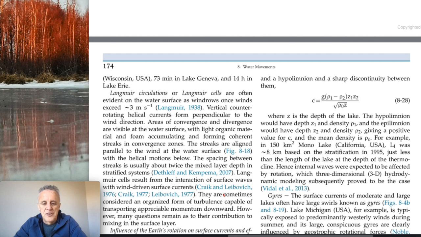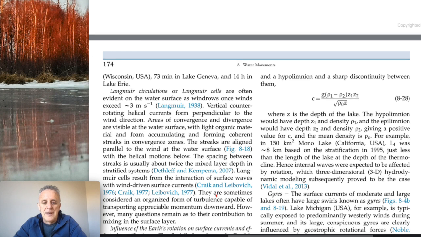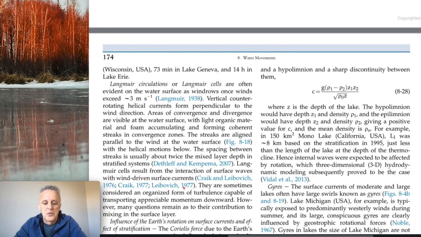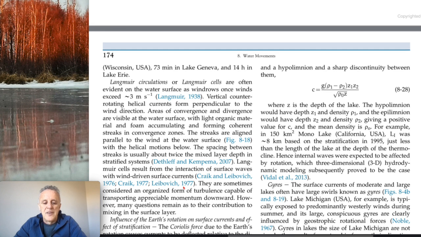Langmuir circulation or Langmuir cells are often evident on the water surface as windrows once winds exceed 3 meters per second. Vertical counter-rotating helical currents form perpendicular to the wind direction. Areas of convergence and divergence are visible at the water surface, with light organic material and foam accumulating and forming coherent streaks in convergent zones. The streaks are aligned parallel to the wind at the water surface, with the helical motions below. The spacing between streaks is usually about twice the mixed layer depth in stratified systems.